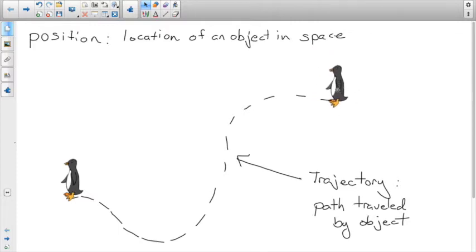Now, all of those positions that Penelope traverses, as shown by the dashed line, that shape is called a trajectory. This curving shape is the trajectory, and it's the path traveled by an object, in this case, our adorable penguin.